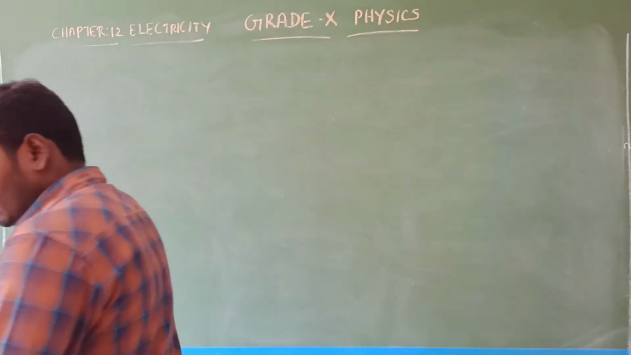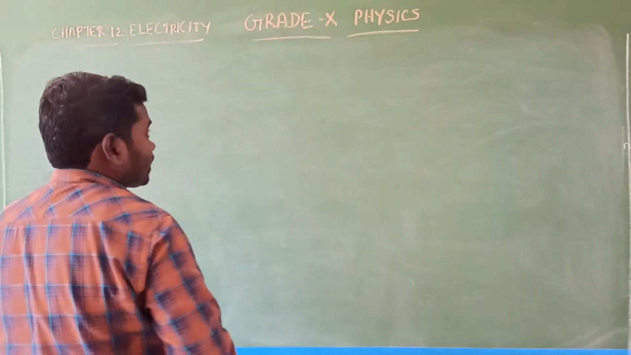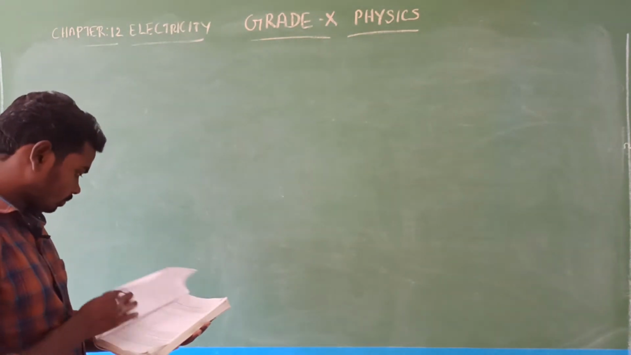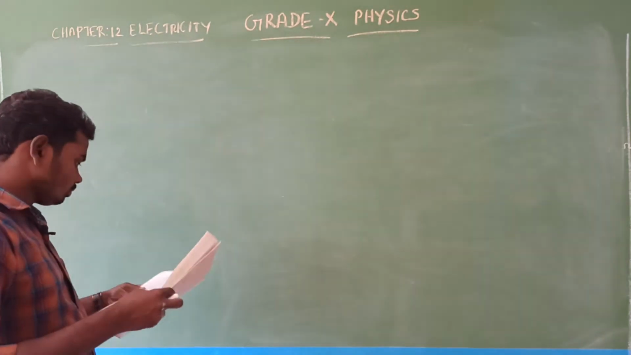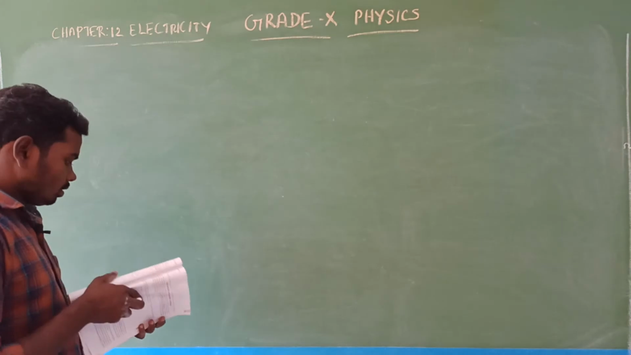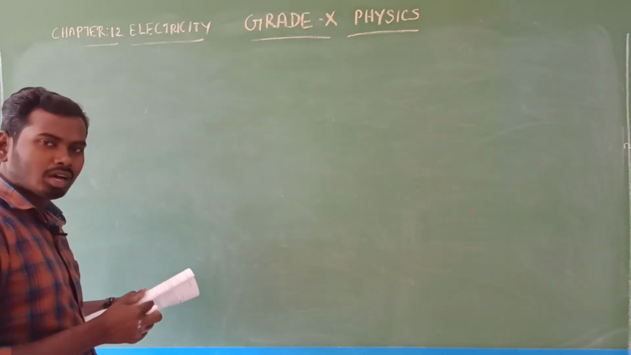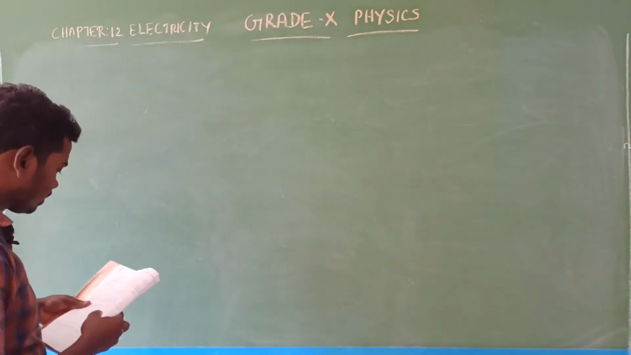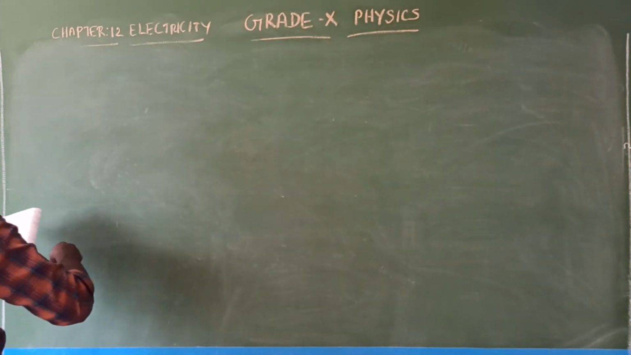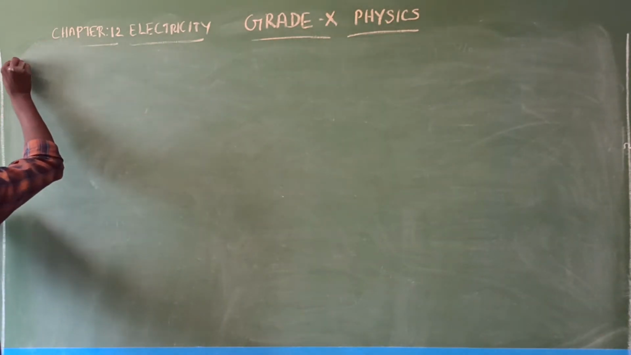Okay, next numerical. Second numerical, listen here. The second numerical is also based on series combination. Is it clear?